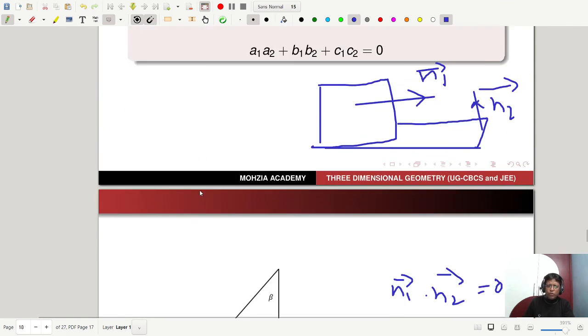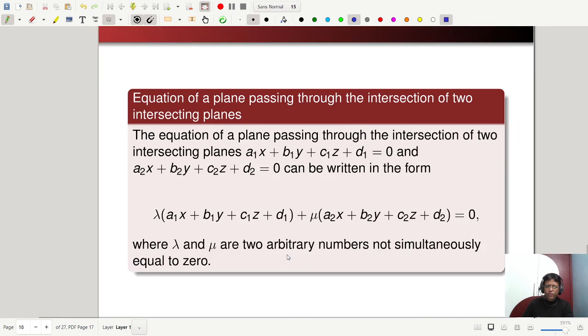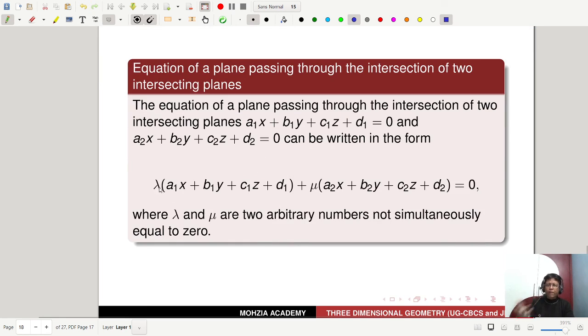So those equations can be written as lambda into the first equation plus mu into the second equation, where lambda and mu are arbitrary parameters, numbers not simultaneously equal to 0. If you change the values of lambda and mu, you will get different planes. So there are an infinite number of planes that pass through the intersection of two intersecting planes.